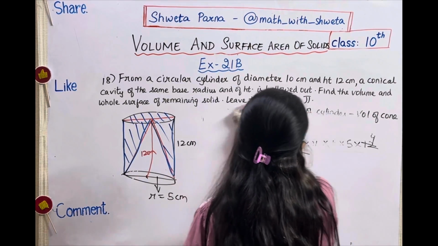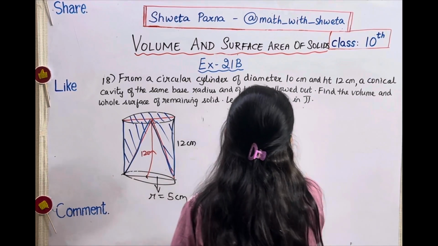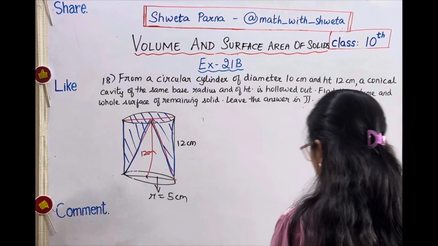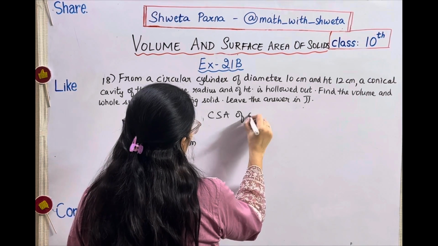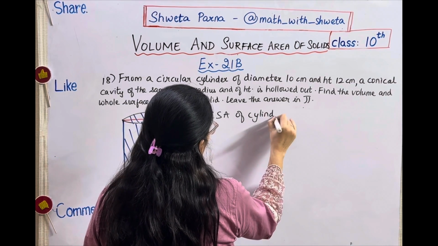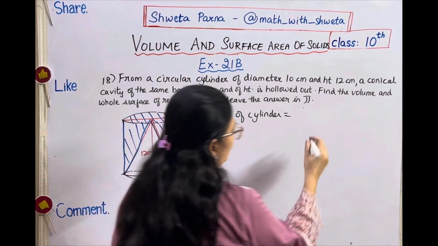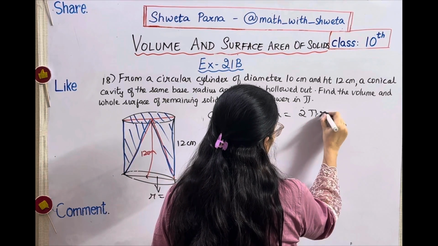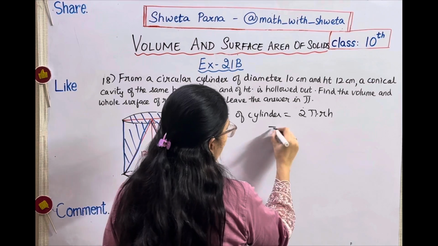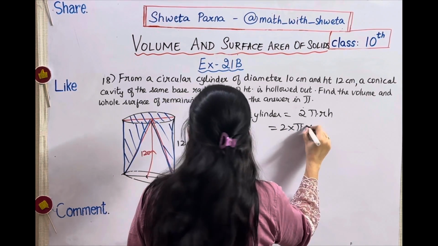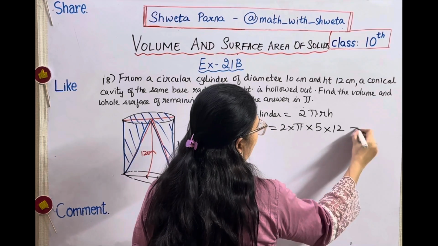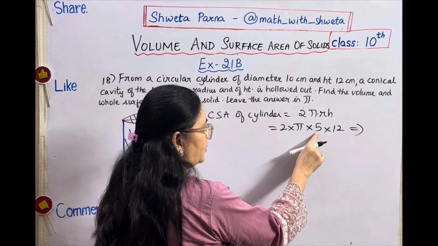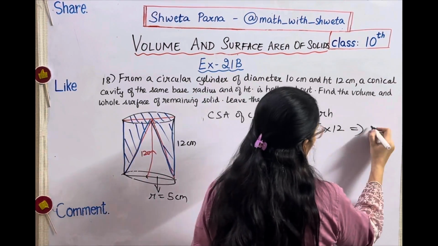So let's find it out. First let's find the curved surface area of cylinder. What is the formula to find the curved surface area of a cylinder? It is 2 pi r h, which is 2 into pi into radius is 5 and height is 12. So this will become 12 5s are 60, 60 into 2, 120 pi.